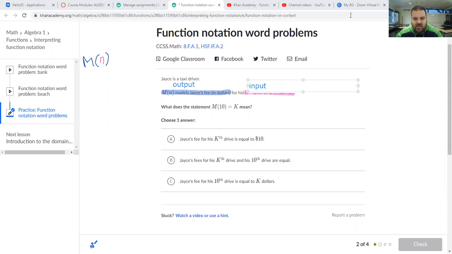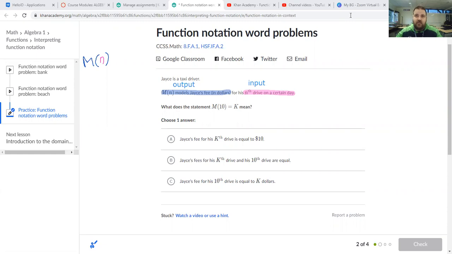We have something that's going into a function and we have something that's coming out of a function. We're plugging in the nth drive on a certain day, and what we get out of that is how much money Jace had to charge the customer. So let me just make sure you understand the concept here. Taxi cab driver, right? So Jace goes around, he's driving, he stops the car, he says, hey, get in. Well, that's not how it works.